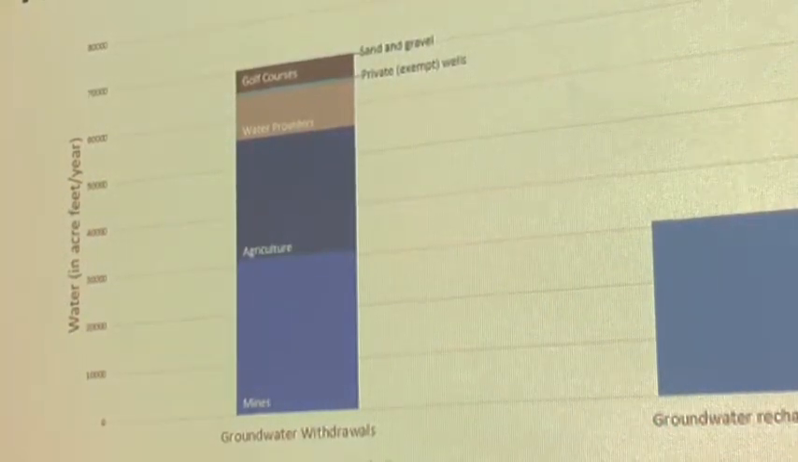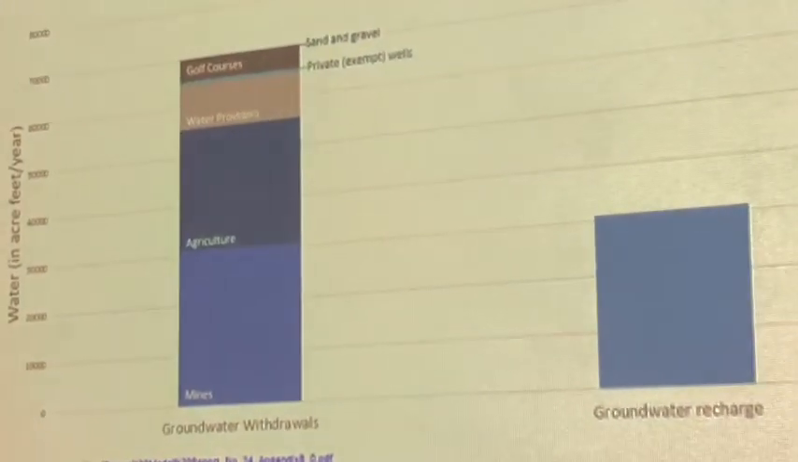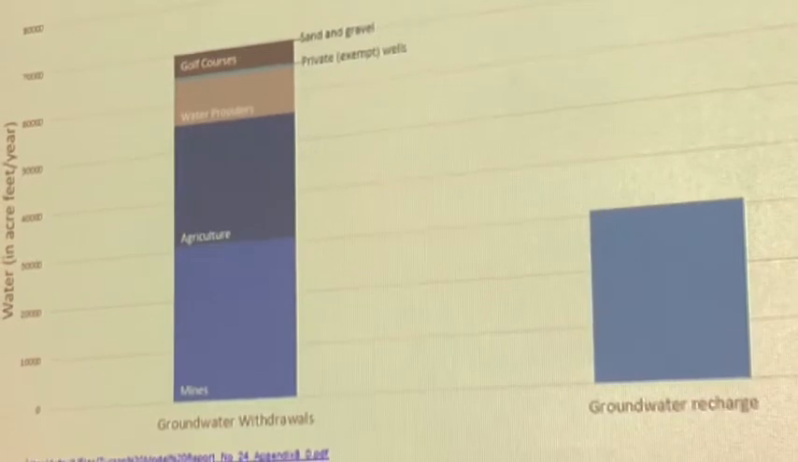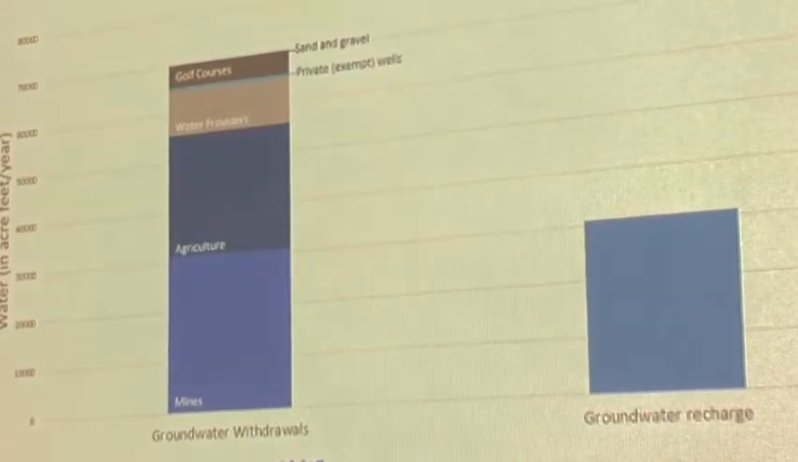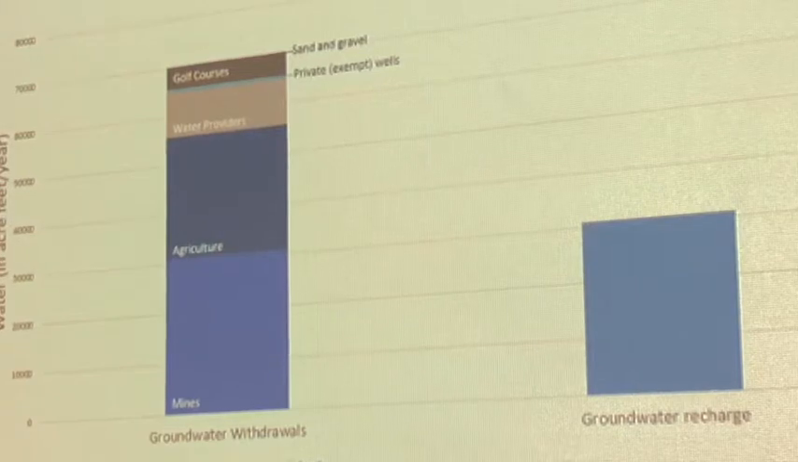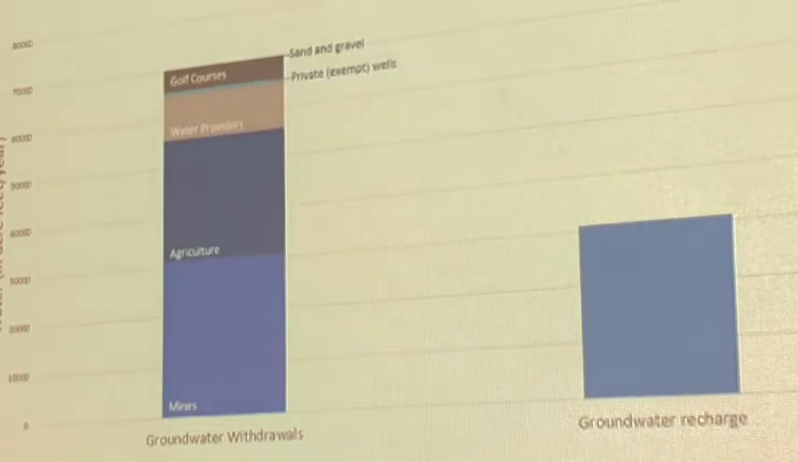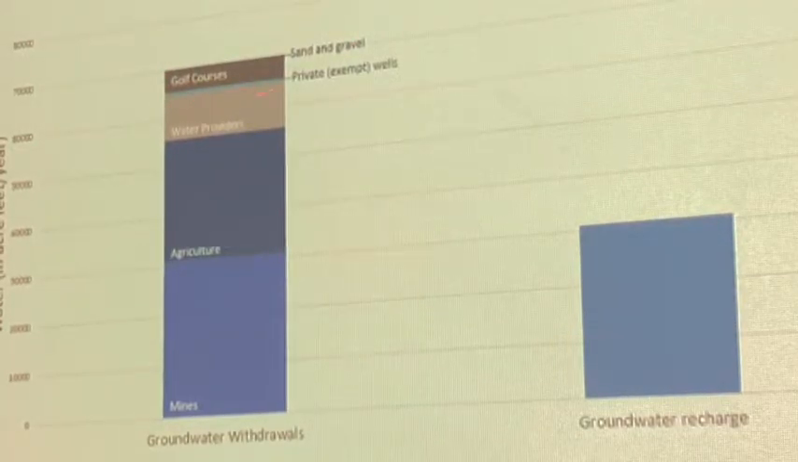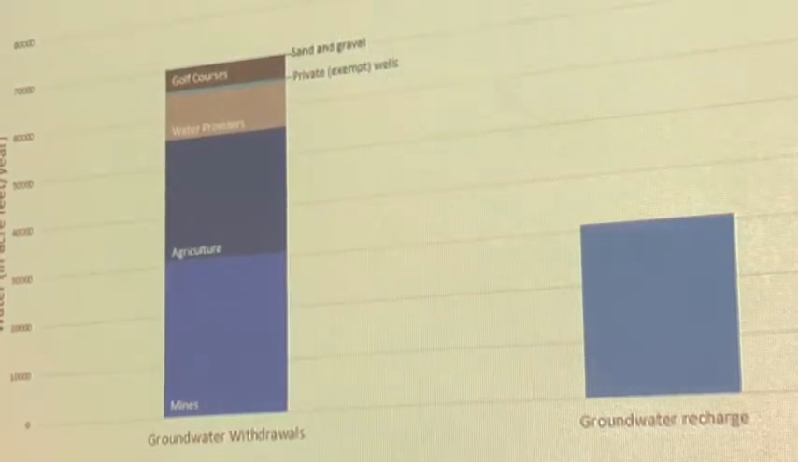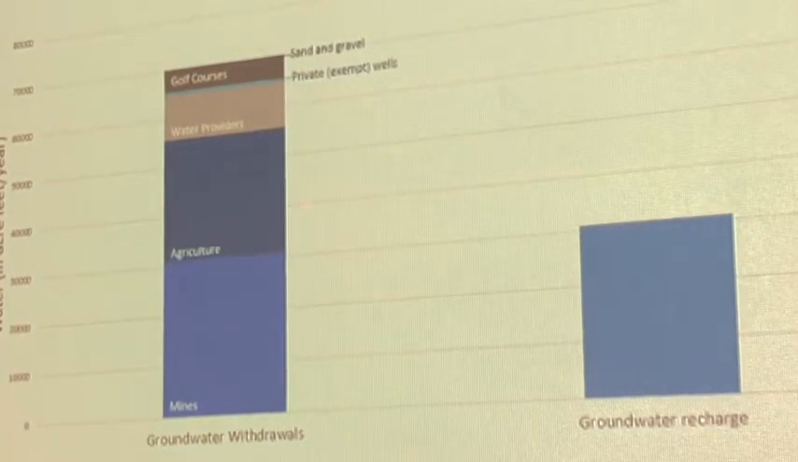So here's the general picture. Here's the story of Green Valley, Sahuarita area's water use. You can see that the mines use a great deal, agriculture here, then water providers, and then a little bit for golf courses and sand and gravel operators, and a little bit for exempt wells. This is how much groundwater there is. So all of this is pumped in excess of renewable groundwater.